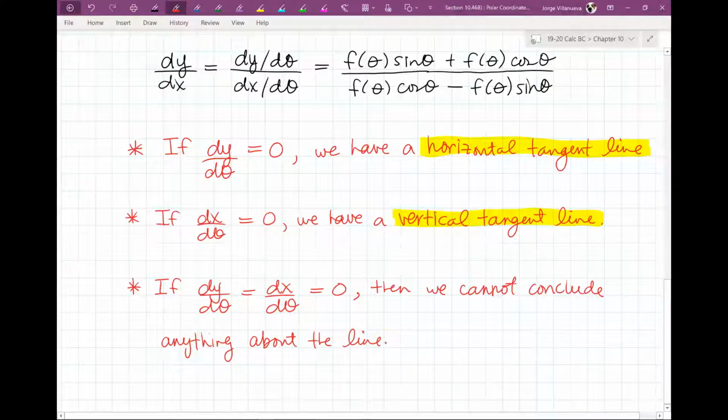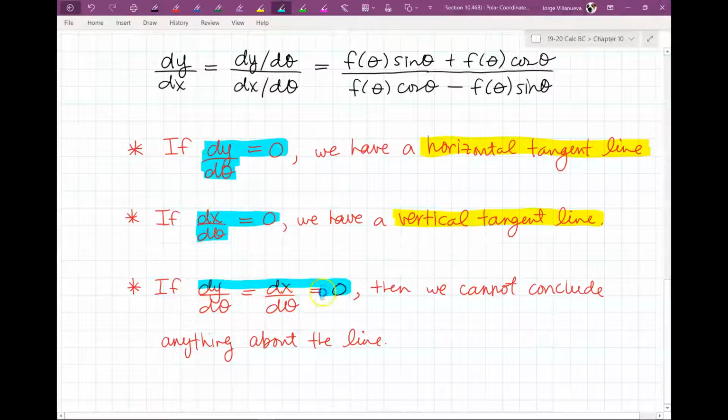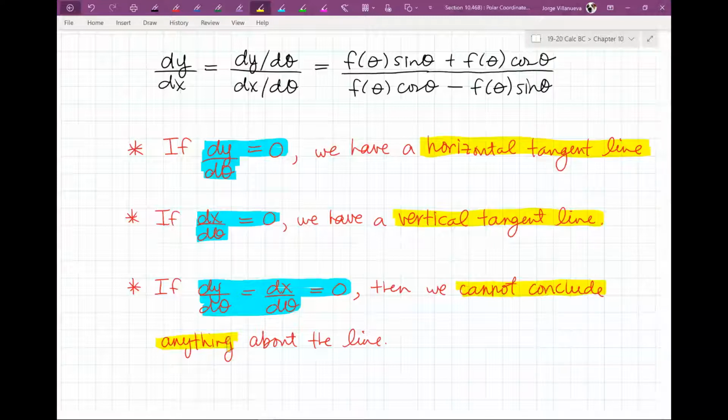All right, so really important that you guys remember that. So again, dy d theta equals 0, dx d theta equals 0, dy d theta and dx d theta both equaling 0 have different situations tied into it. Okay, so cannot conclude anything. So the next examples we're going to be doing, they're going to be asking you to find horizontal tangent lines, vertical tangent lines, stuff like that for these polar equations.